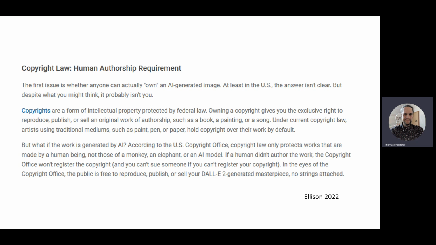But what if the work is generated by AI? According to the US Copyright Office, copyright law only protects those works that are made by human beings, not those of a monkey, an elephant, or an AI model. If a human didn't author the work, the Copyright Office won't register the copyright, and you can't sue someone if you can't register your copyright. In the eyes of the Copyright Office, the public is free to reproduce, publish, and sell your DALL-E 2 generated masterpiece, no strings attached.